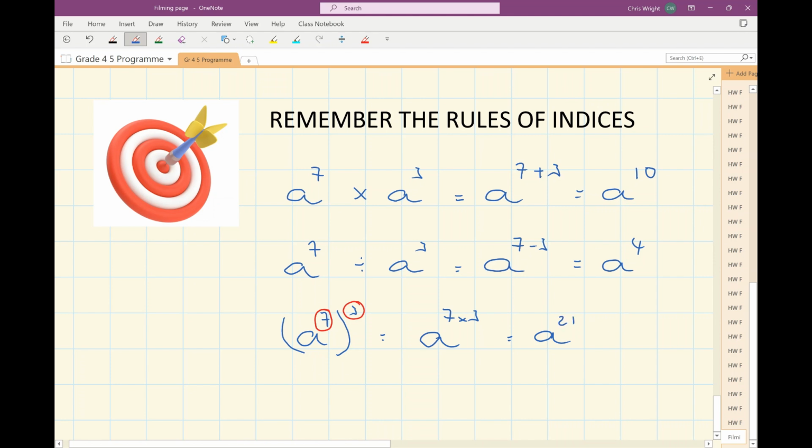Now, this skill, working with indices, requires lots of practice, so you'll want to be looking out for the practice film in this program.